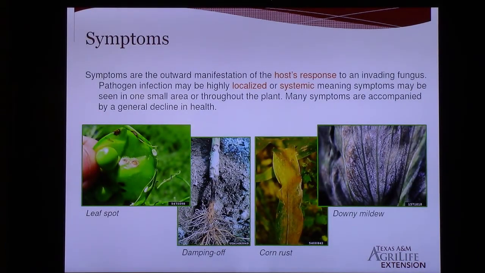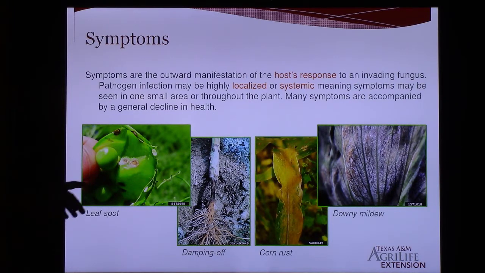A few symptoms, if we're out in our garden, if we're out in our flower bed, and we see something that just doesn't look right, what are some of the symptoms we need to look for with fungi? Depending upon the fungi, it's either going to be localized, meaning that we're going to see it only in a small part of the plant, or it might be systemic, meaning that the whole plant is affected.